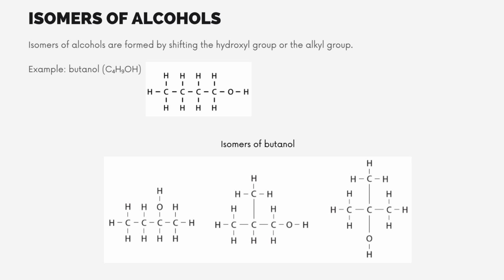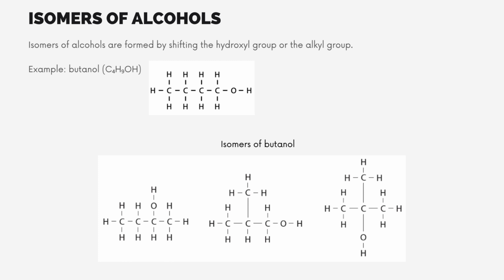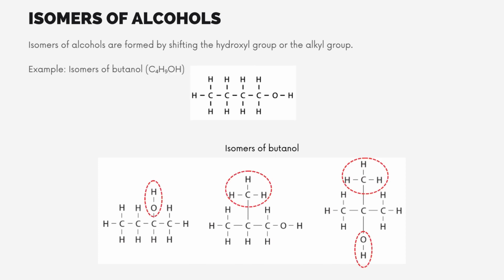We can form isomers of alcohols by shifting the hydroxyl group or the alkyl group. Below are examples of isomers of butanol, an alcohol containing 4 carbons. Can you identify how the hydroxyl group or alkyl group is shifted? Did you manage to identify them?